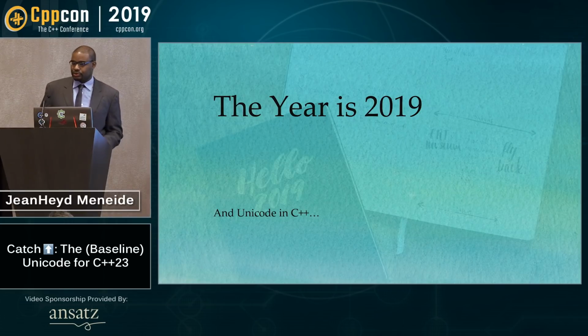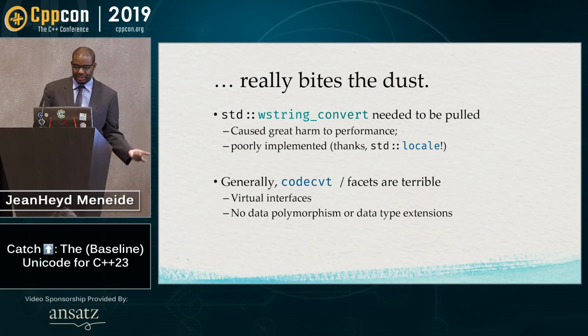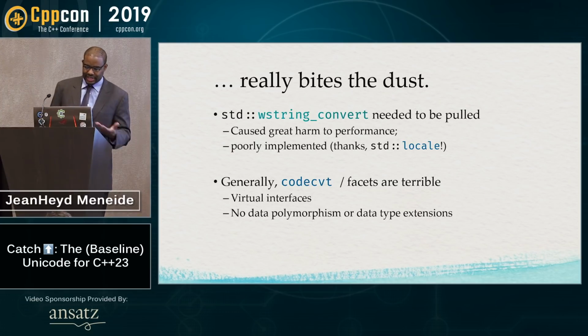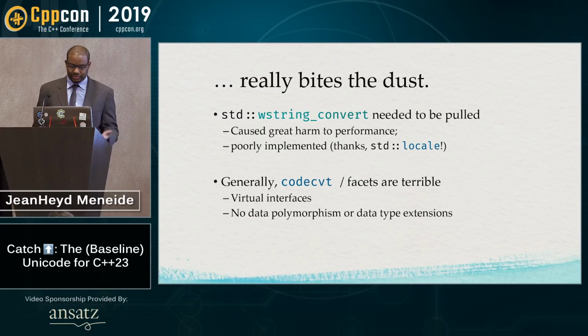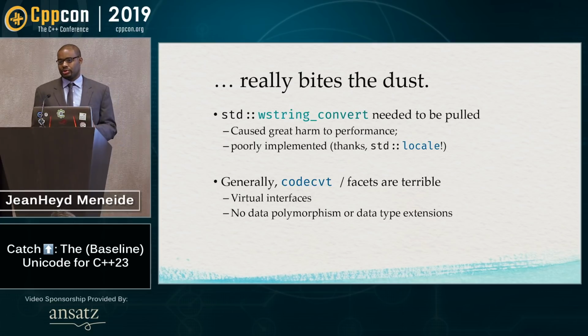So, obviously it's 2019 right now, and the story for Unicode and C++ is that it's really bad. We had things like wstring convert in the standard a short while ago, but we need to pull that out because it was really bad at performance and poorly implemented, mostly because of things like std locale. The codecvt and the facets on streams and everything else are really bad to use. They have virtual interfaces. It's hard to have data polymorphism or data type extension. And more or less, it's been very, very painful trying to get any sort of Unicode support into the standard or into any of our current interfaces.